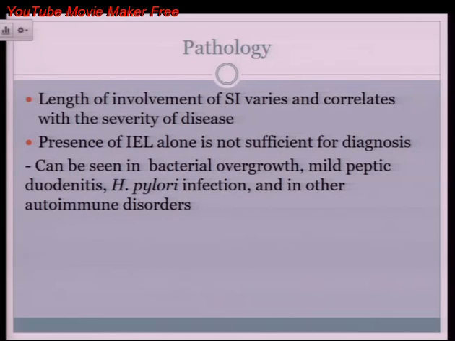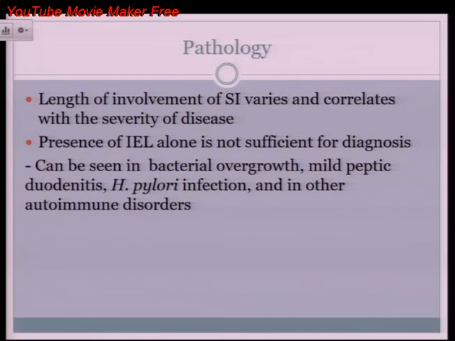And that's important to know because when we go over the clinical features and the symptoms, that gives you an indication of what kind of malabsorption or what nutrient malabsorption patients can have, depending on which part of the small intestine is involved. Again, like I said, presence of intraepithelial lymphocytes alone is not enough for diagnosis.